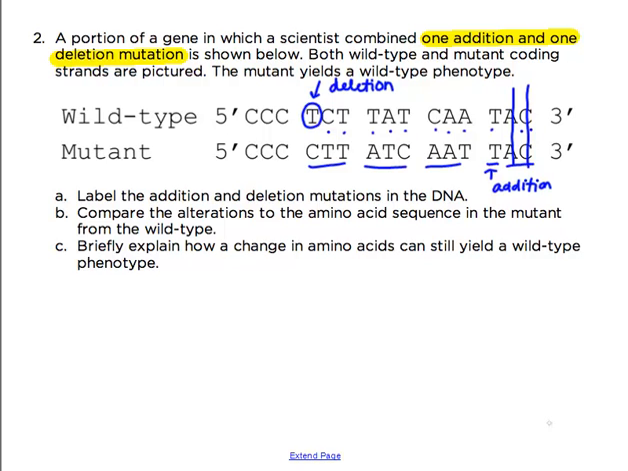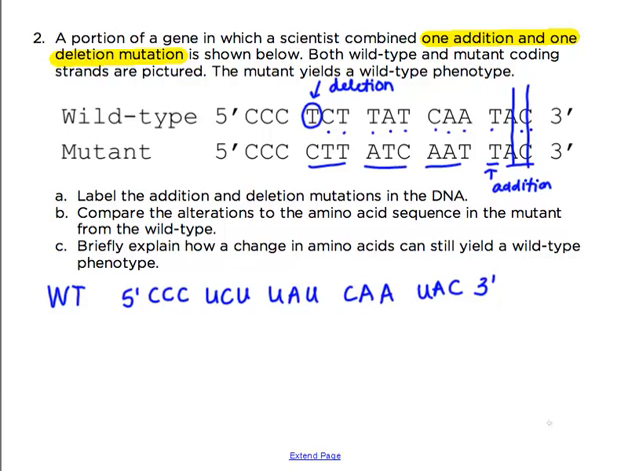So in order to do that, we have to recognize that they're giving us the coding strands, right? And the coding strands in DNA are the ones that are going to be analogous to the mRNA that you make, except that the thymines are going to be changed to uracils. So let's write over the wild type DNA the mRNA sequence that we're going to get. So it's going to be 5' CCC, UCU, remember because thymines are changed to uracils, UAU, CAA, and UAC.